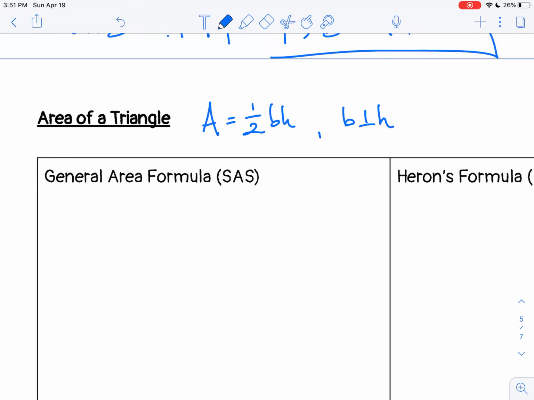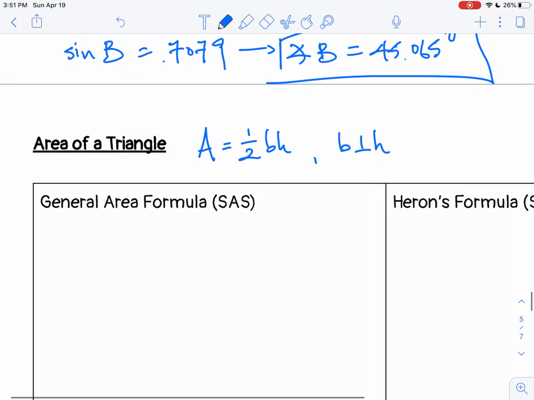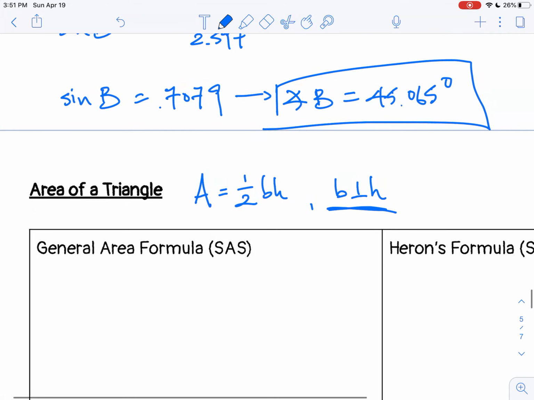Well, it turns out that just like the Pythagorean theorem and law of cosines are extensions of each other, and SOHCAHTOA has the law of sines as its extension, we can extend and find an area formula for a triangle where it doesn't have to be a right triangle, or you don't have to know that the base and the height are perpendicular.